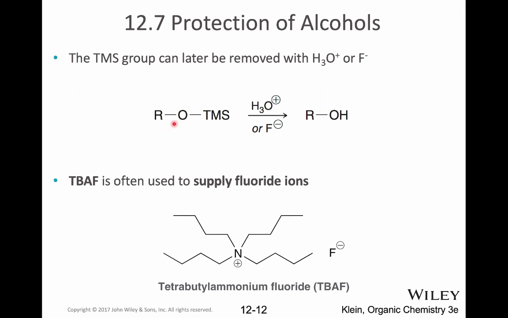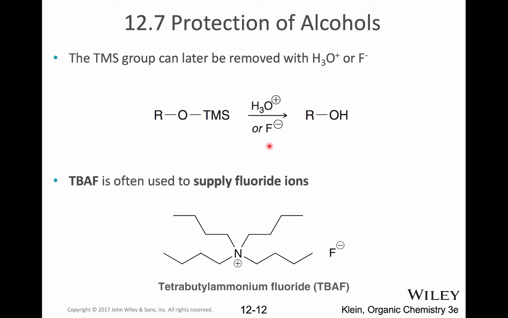Now, once you put the TMS group on, we can take the TMS group off either in the presence of acid or F-. So taking it off mechanistically is the reverse of putting it on. Usually you try to avoid fluorine, but if you do use fluorine, the most common form of fluorine that's used to remove the silyl group is TBAF, tetrabutyl ammonium fluoride. The reason why this works is because the fluorine-silicon bond is really strong. So fluorine likes silicon a lot. So if you add F-, it's going to attack that silicon right away and kick out the oxygen.